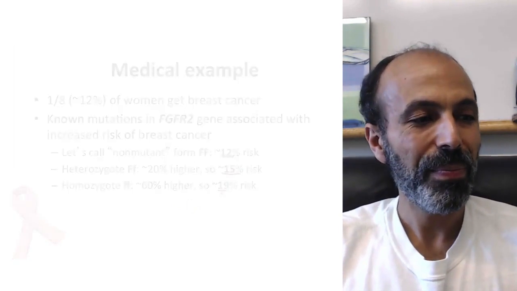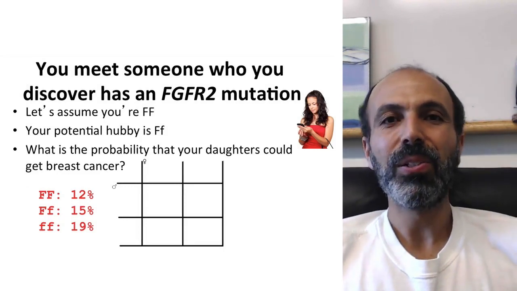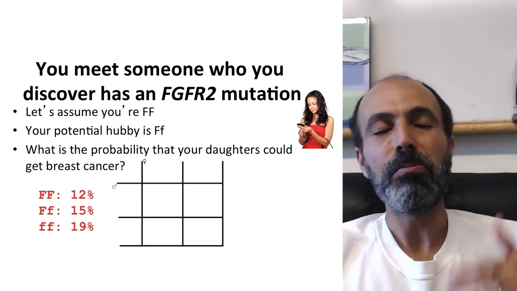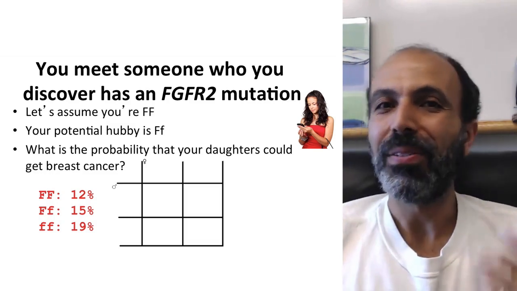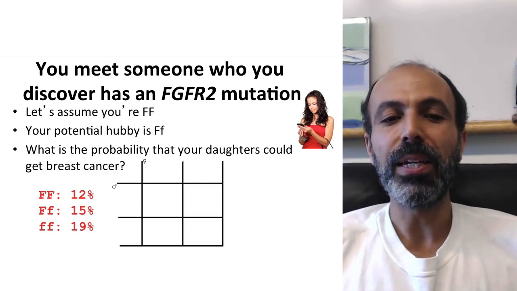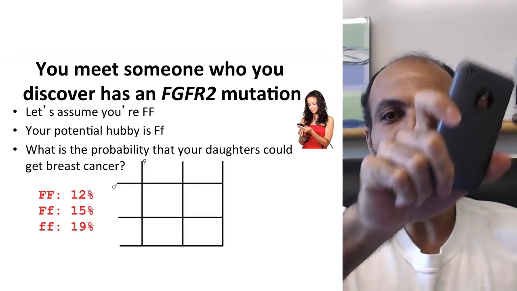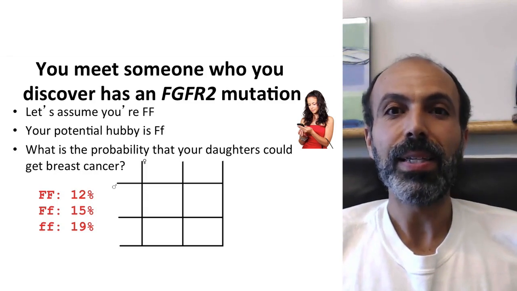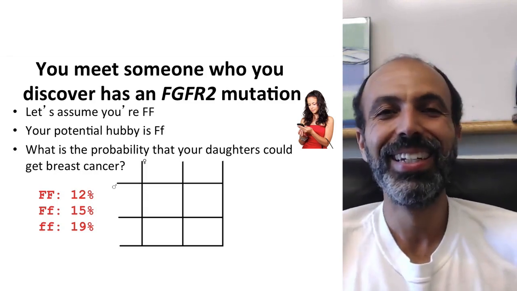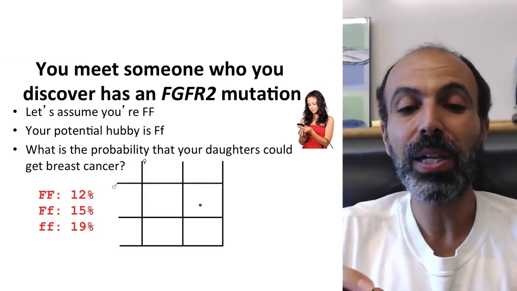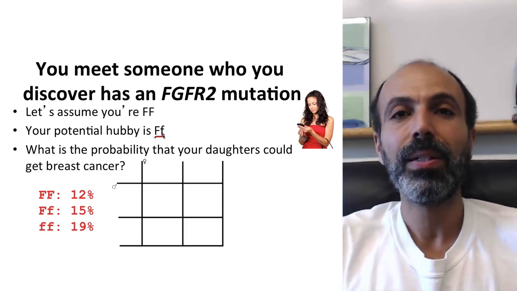Okay? Now, in this fictitious example, let's say that you're going out someplace, you're an attractive female, you meet somebody sitting in a cafe, you have a nice chat with them, and let's pretend this is in the future. Let's say it's 10 years from now. They leave. You pull out your little iPhone, and you use the DNA scanner on their coffee cup, and you say, oh my goodness, he is heterozygous for the FGFR mutation. So let's assume that you are homozygous big F, so you have the lowest probability of breast cancer, but your potential hubby is a heterozygote. He is big F, little f.